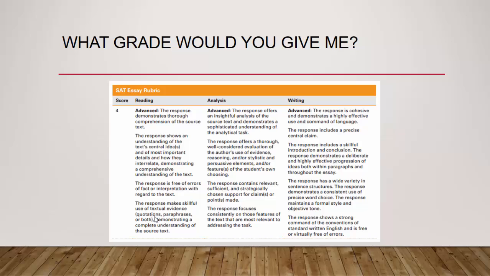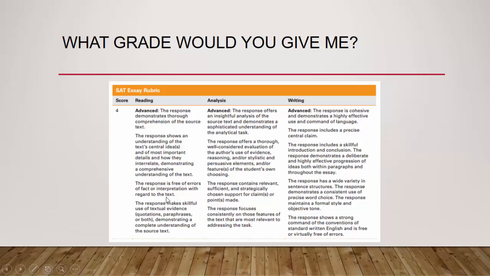All right. So, what grade would you give me? I know I'm not the greatest writer in the world, but I think I'm better than most. Okay, that's the highest score, 4. Let's ask ourselves the question: did I do what I had to do? Number 4. Did I show thorough comprehension of the text? I don't know. Hopefully. Probably not. The response shows an understanding of the text's central idea. Yeah, I think I did. Most important details. Yes, I think I did.